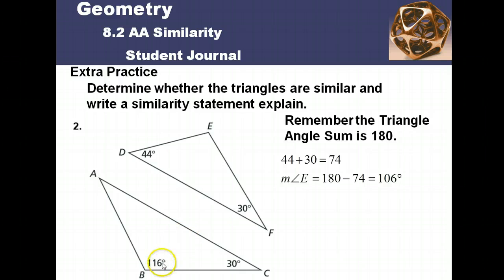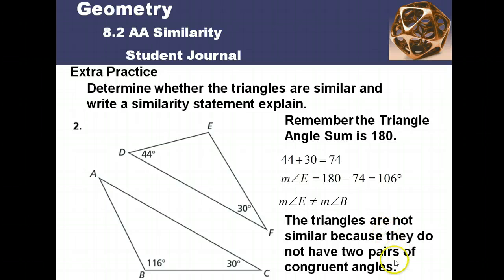But that's a problem because angle B is 116. So this is 106, but this is 116. So those angles are not equal, so E is not congruent to B. These are equal, but this is not going to be 44, so that means the two pairs of angles aren't equal. So I have to say the triangles are not similar because they do not have two pairs of congruent angles.